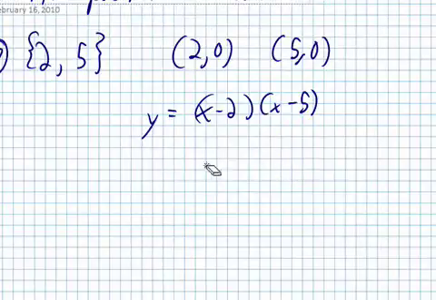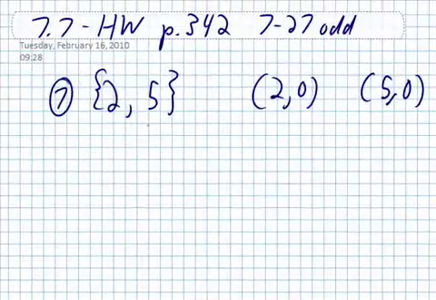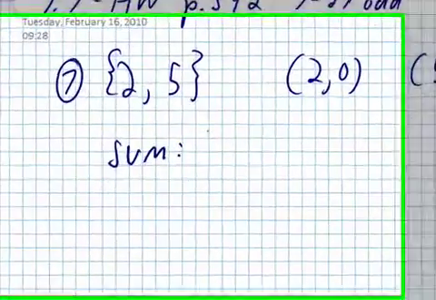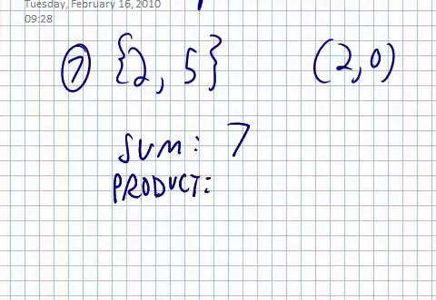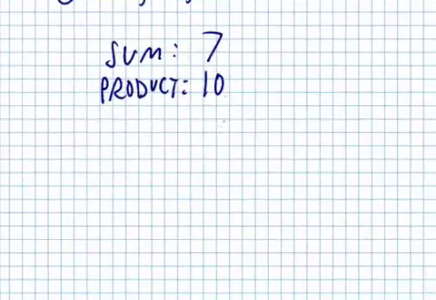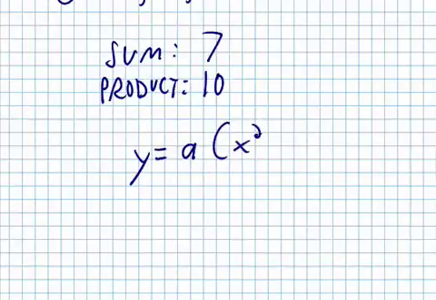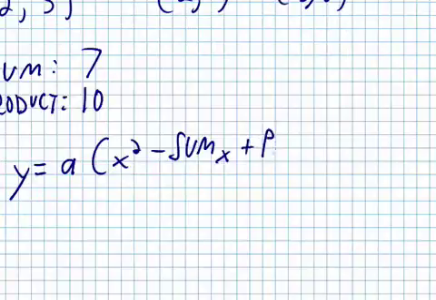This would give a root of 2 and a root of 5. Now we've come up with a way to do this for all different kinds of roots, especially when they're not whole numbers, not fractions, or not even real numbers. What we do is we take the sum of the two roots, the sum of 5 and 2 would be 7, and we take the product, 5 times 2, 10. Then we have the equation y is equal to some a value, don't really care what it is, x squared minus the sum times x plus the product.